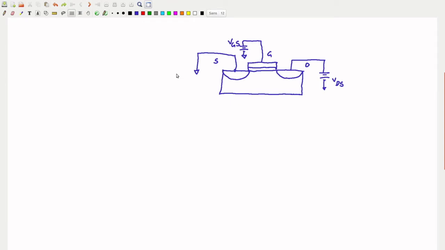Let us try to find an equation for the drain current. Drain current means the current between drain and source. We are making use of a few fundamental equations in order to get the drain current ID, which is the current between the drain and the source.